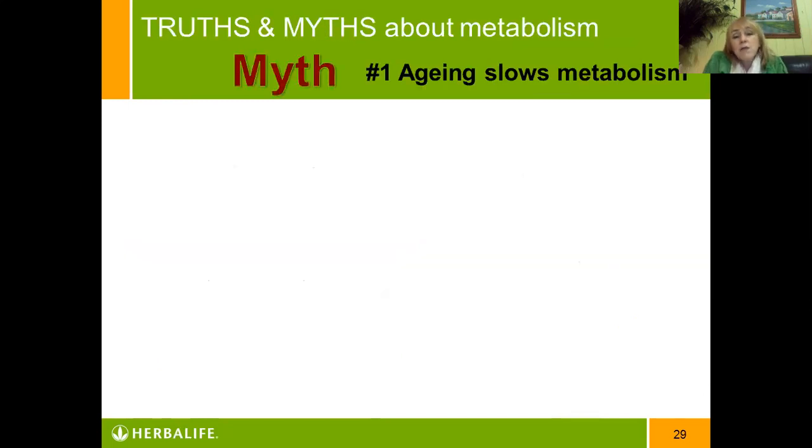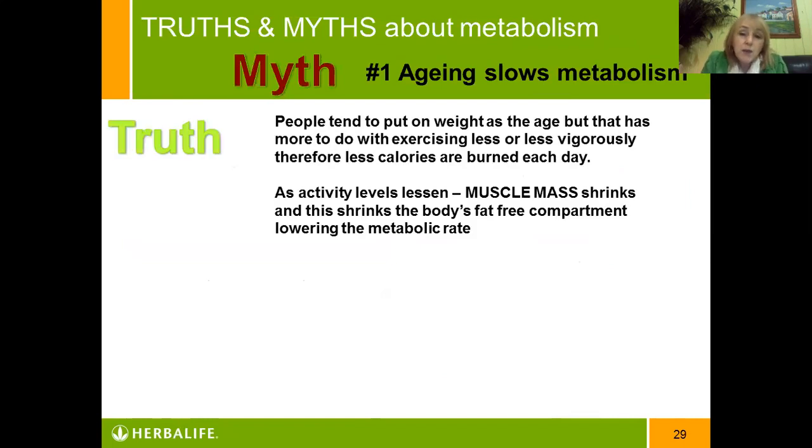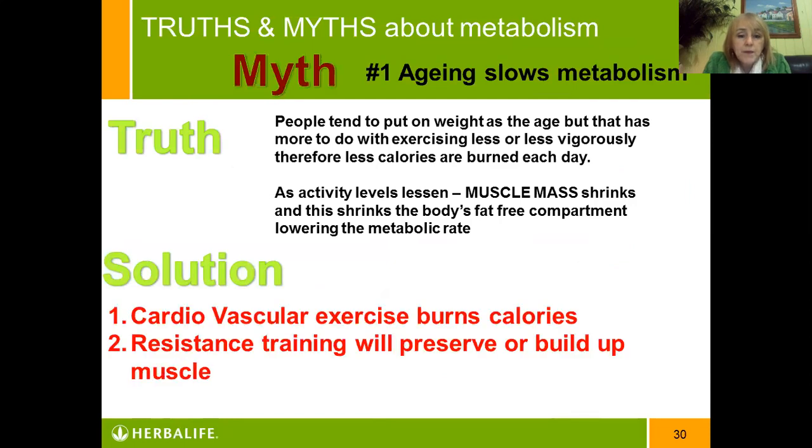The truth and myths about metabolism. Myth number 1: aging slows the metabolism. The truth is people tend to put on weight as they age, but that has more to do with exercising less vigorously, therefore fewer calories are burned each day. As activity lessens, muscle mass shrinks, and this shrinks the body's fat-free compartment, lowering the metabolic rate. So the solution is cardiovascular exercise that will help burn calories, and resistance training will conserve or build up muscle.